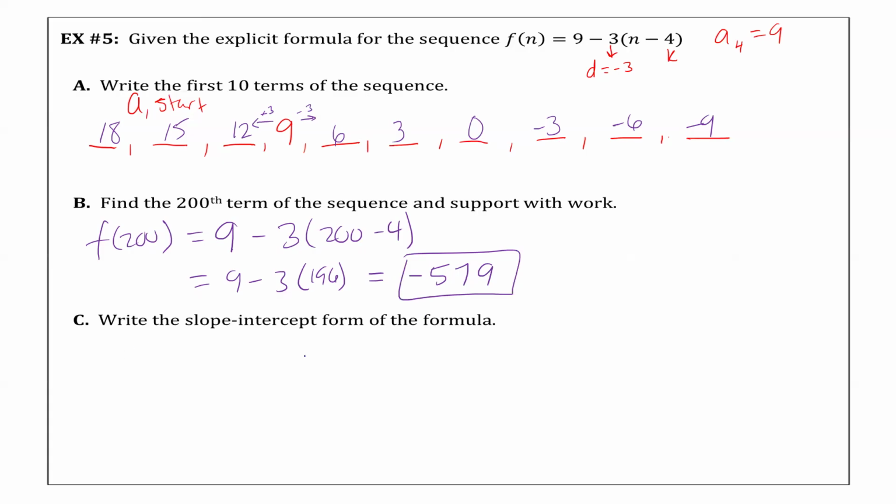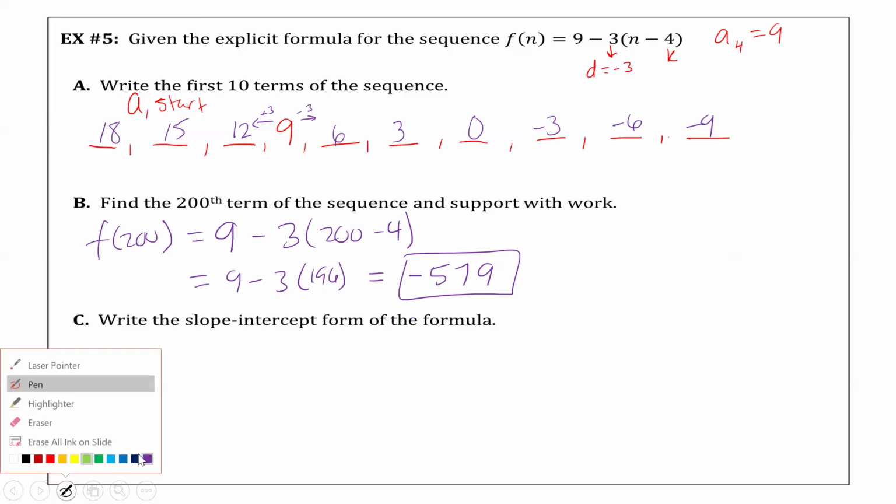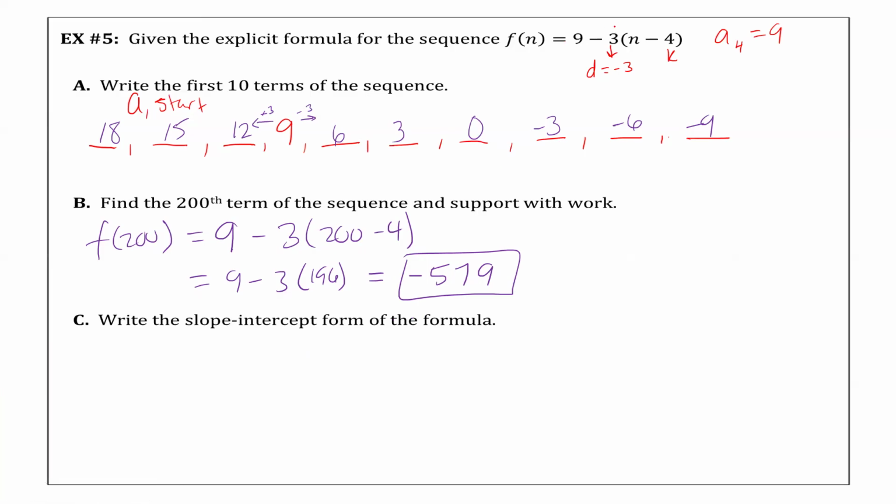Okay. Can I write this in the slope-intercept form? Yeah. What are our steps to write it in the slope-intercept form? Two steps. Distribute and combine. So I'm going to distribute the 3 and then combine. So we have f of n equals 9 minus 3n plus 12. And that gives me f of n equals.